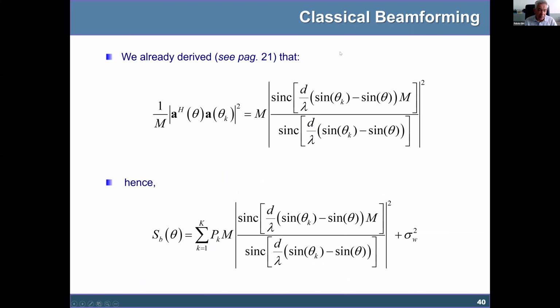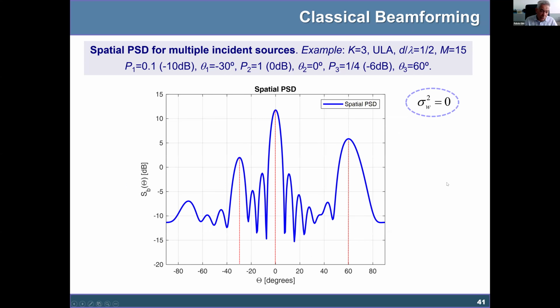Now, if the array is ULA, for example, each term in that summation has this structure here. And so you can express the spatial power spectral density as the sum of this sinc function, each one weighted by the power multiplied by the number of sensors. So this is the energy of the k-th source. So this interaction can be evident if you look at some numerical example.